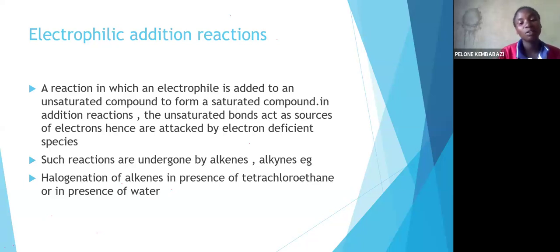And another thing I need to remember is that I have to remove that double bond and form a single bond, because I said unsaturated compounds are the ones which have double bonds or triple bonds, and saturated are those which have single bonds. So whenever you are given a reaction for an alkene, whether it is in a ring or aliphatic, as long as you see a double bond, you should remember that these organic compounds undergo electrophilic addition reactions.